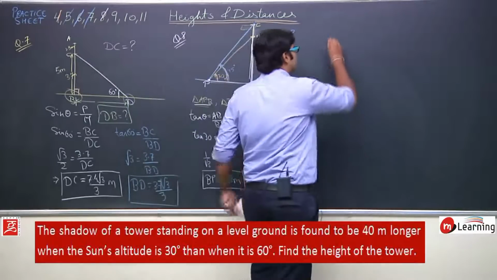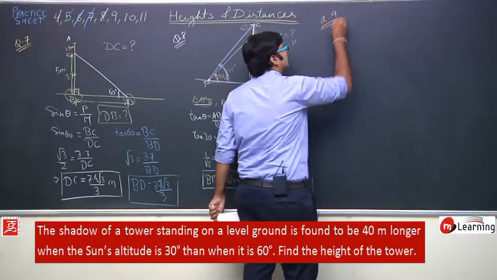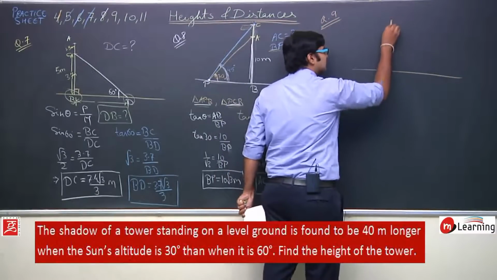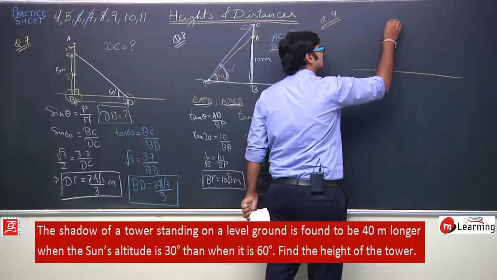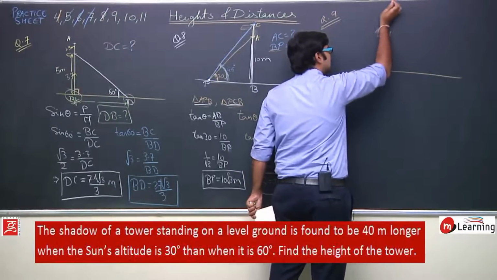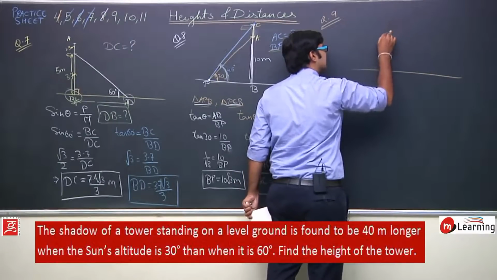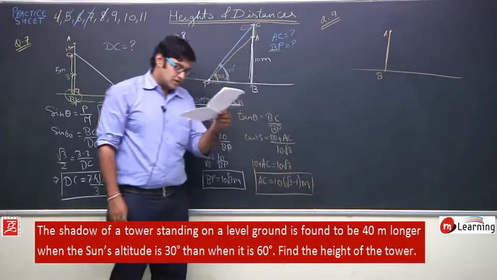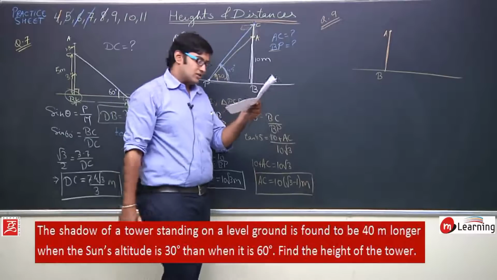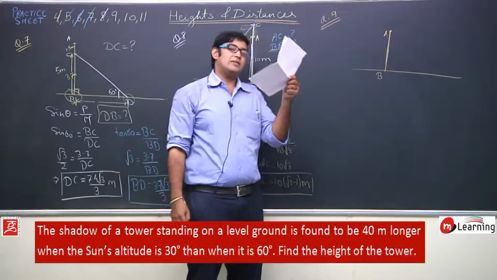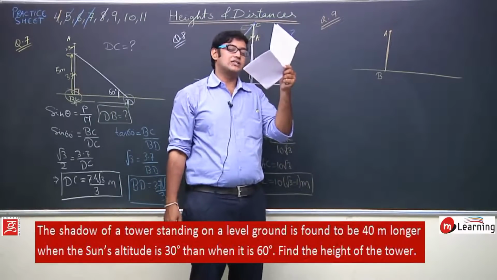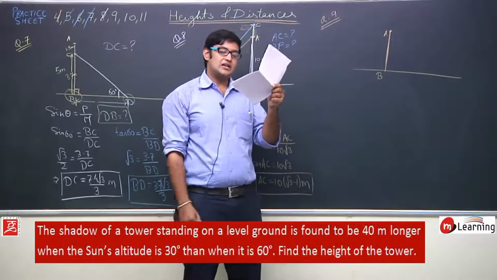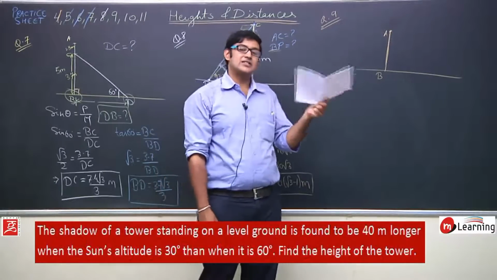So question number 9, on a ground level there is a tower. Let us say this is a tower, or let us reduce its length. This AB is the tower in consideration. The shadow of this tower is found to be 40 meter longer when the sun's altitude is 30 degree than when it is 60 degree.